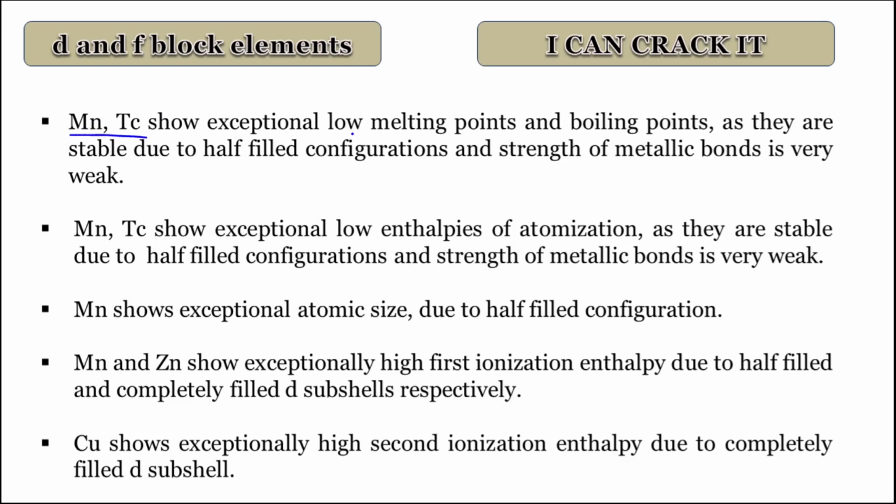Manganese and technetium show very low melting and boiling points. That's because they are very stable due to half-filled electronic configurations and the strength of metallic bonds is very weak. Also, manganese and technetium show exceptionally low enthalpy of atomization. What is enthalpy of atomization? It is the energy to break 1 mole of bonds.